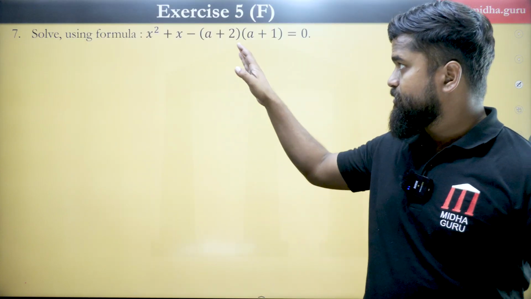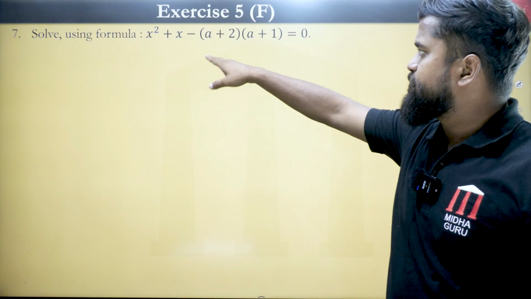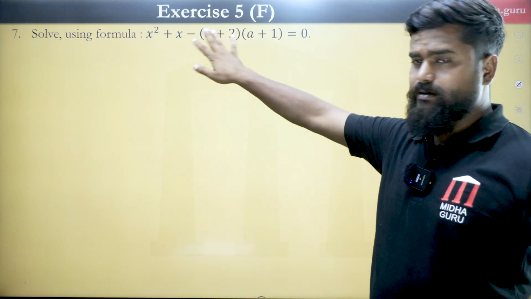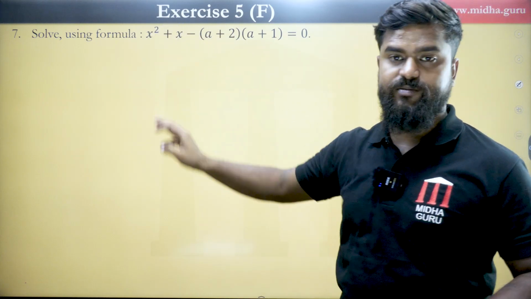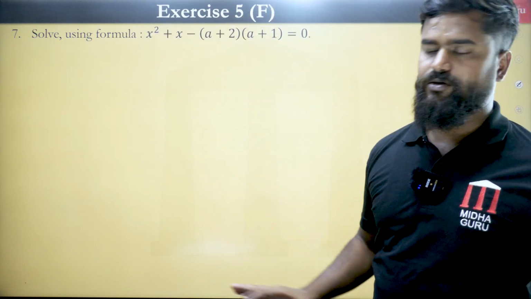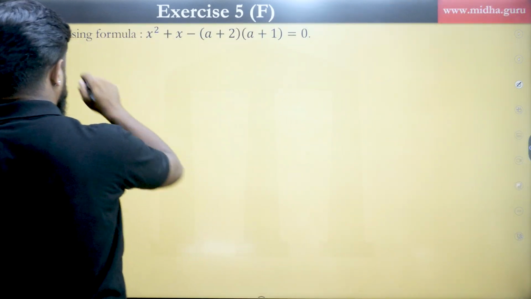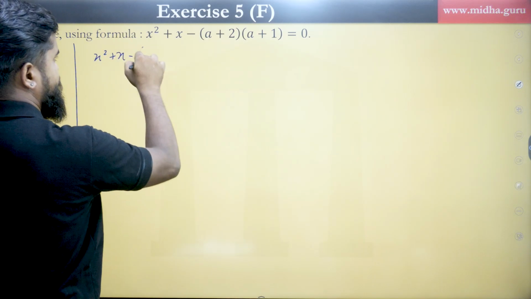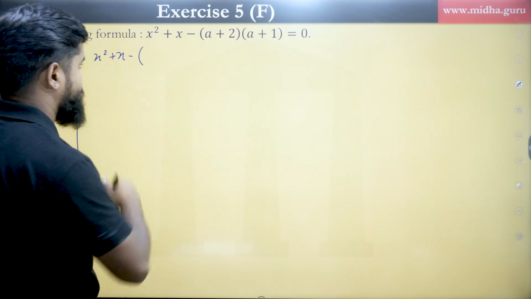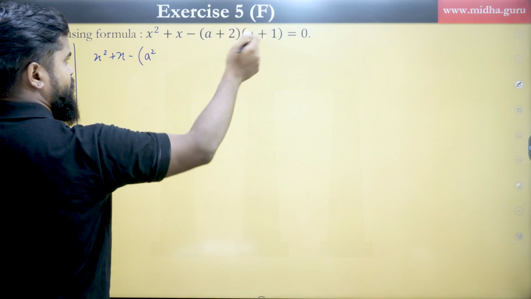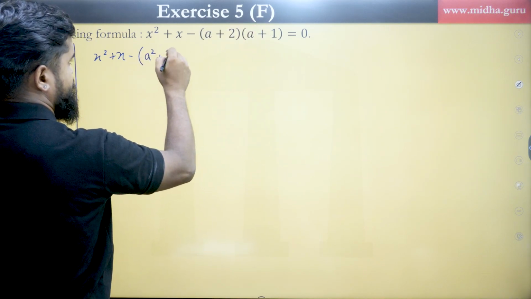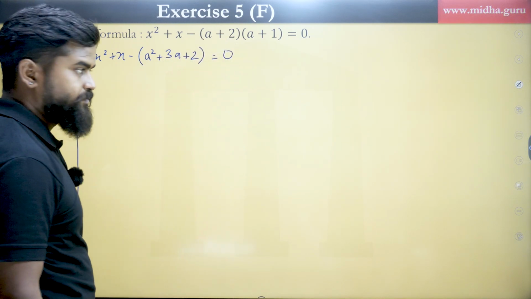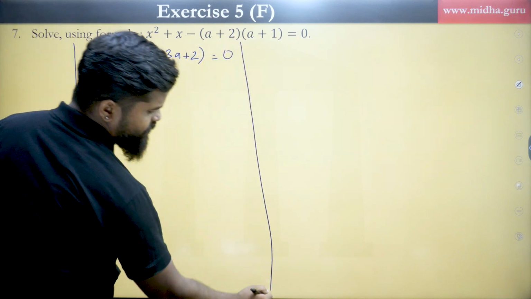In the next question it says, solve using formula x square plus x minus a plus 2 into a plus 1 is equal to 0. So the equation is okay as far as the x square and x terms are concerned. It's just a constant that we need to sort out a little bit. We'll just multiply this and see what we get. So we have x square plus x minus, if we multiply a plus 2 into a plus 1, applying the x plus b formula, we get a square into a plus b, that is 3a plus 2, which is equal to 0. We are going to solve this equation using the quadratic formula.